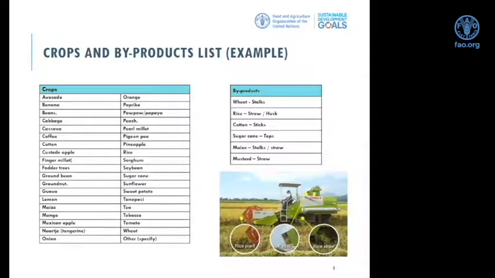So this slide gives an example of some of the crops and the byproducts produced by a typical agriculture holding. Of course, this list will vary from one agriculture holding to another and from one country to another. So this is just an indicative list of the crops that a given agriculture holding can produce. In terms of byproducts, if we are producing wheat, then when we harvest the wheat, stock can be produced that can be sold by the holding as well. For rice, we have straw and husk. For cotton, we have sticks. For sugarcane, we have tops that are usually fed to the livestock. For maize, we have stock and straw, and for mustard, we have straw and so on.